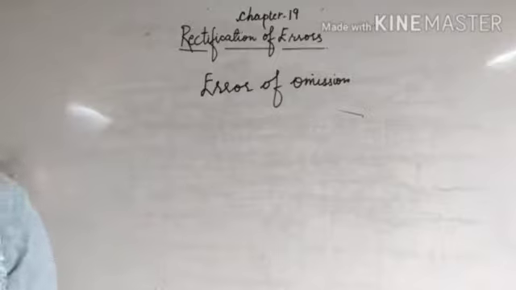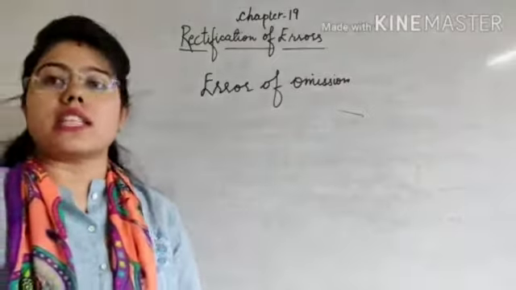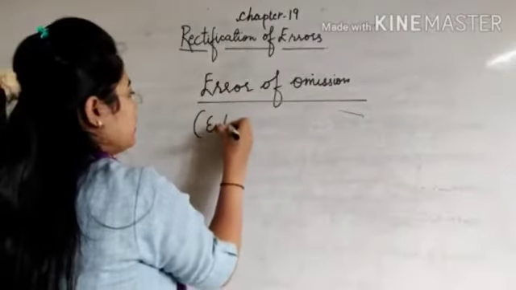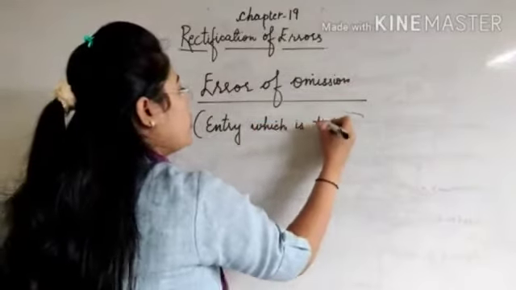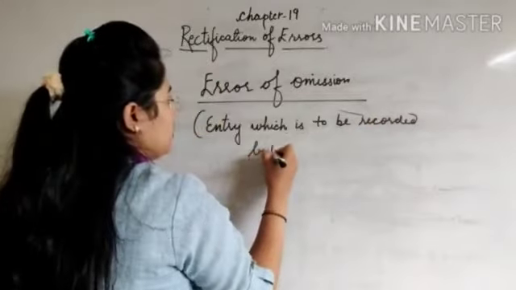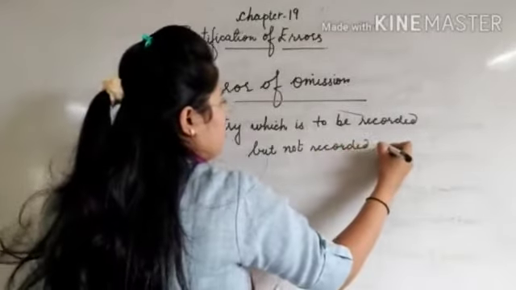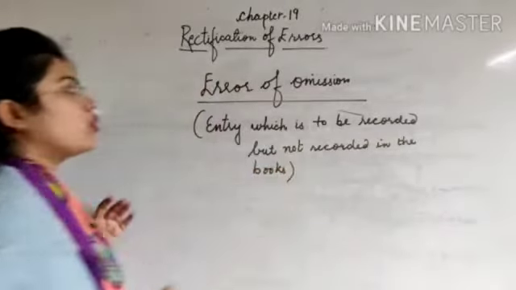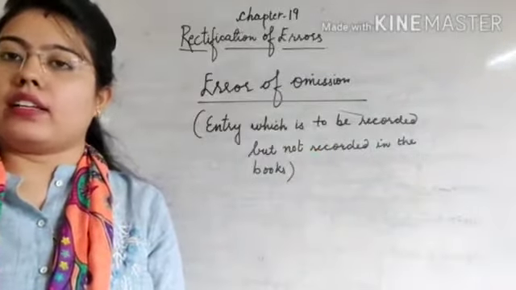accounts. If the entry is unrecorded in the books of accounts, then this error is known as error of omission. It means an entry which is to be recorded but not recorded in the books, that is known as error of omission. It means to omit some entry.